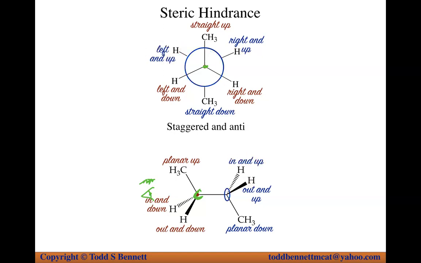So I'm going to erase my little add-ons and just hopefully emphasize that your front carbon is this dot, the back carbon is a circle. Off the dot carbon, there's a planar up, so a straight up. There's a left and down, which comes in and down. There's a right and down, which comes out and down. On the back carbon, the blue circle, you have a CH3 sticking straight down, planar and down. You have a left and up, which becomes an in and up, and a right and up, which becomes an out and up. All perspective.